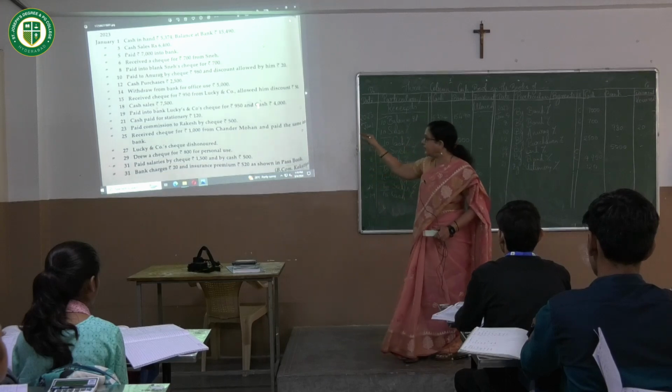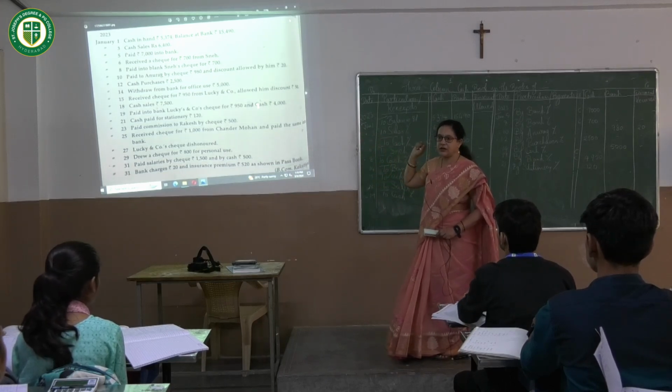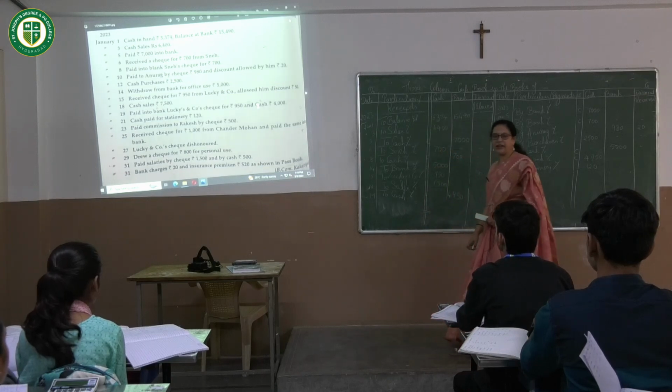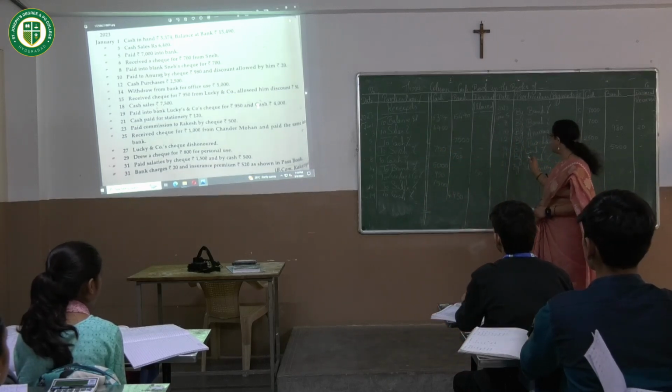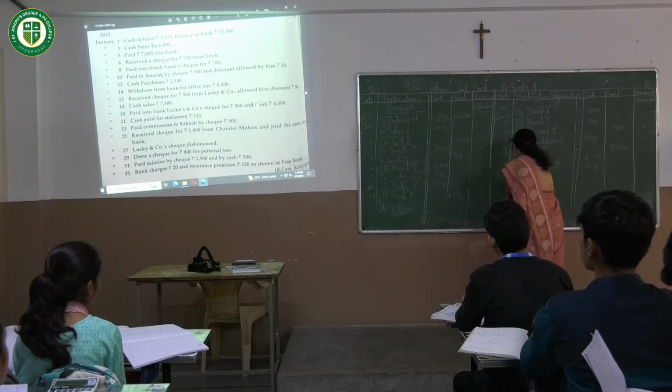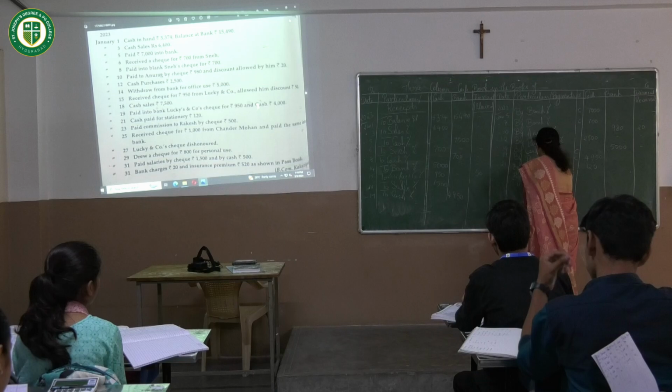What will be the journal entry? Paid commission. Commission account debit to, how did you pay it? By bank. So bank is credited on the payment side on account of commission. What is the date?